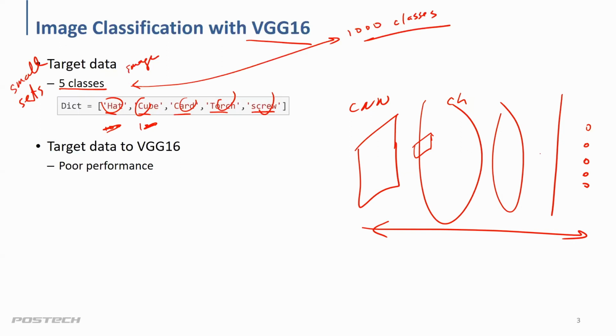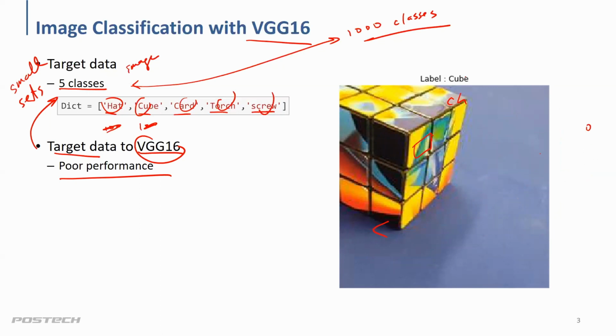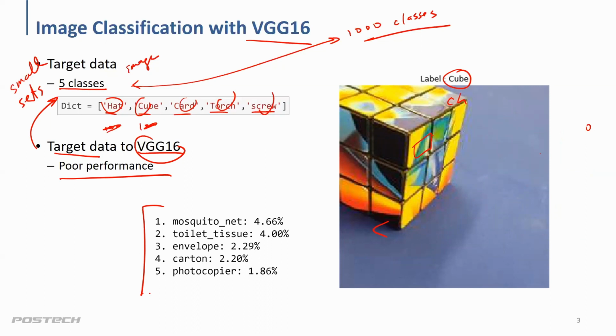Another way is that we have very famous and well-developed pre-trained models. They already exist. Why don't we use that? So the first thing is I'm going to use that for these problems. But we realized that the performance is very poor. For example, everybody knows this is a cube, but that's what the VGG16 model predicts. I mean, this one is like mosquito net.